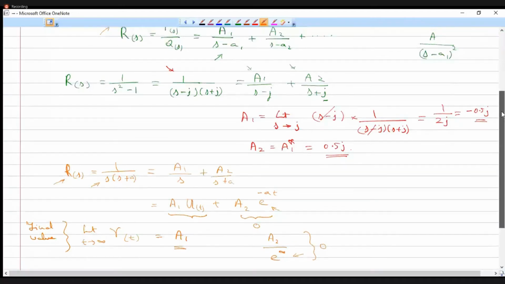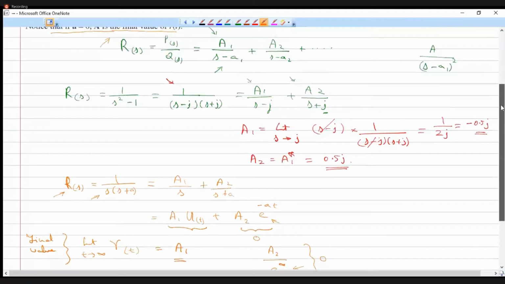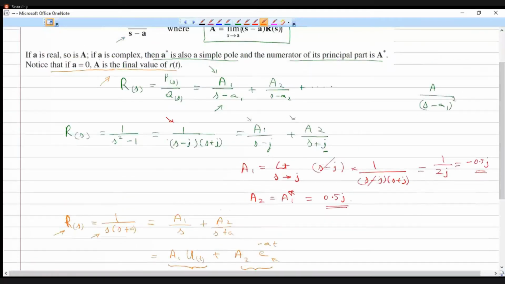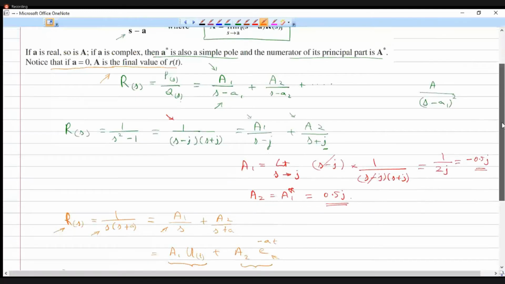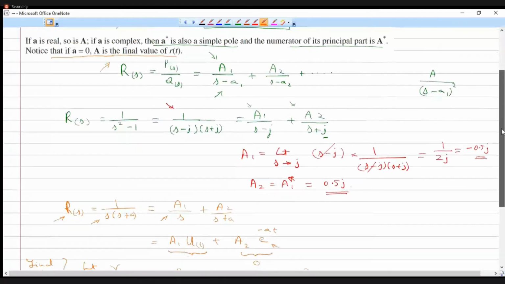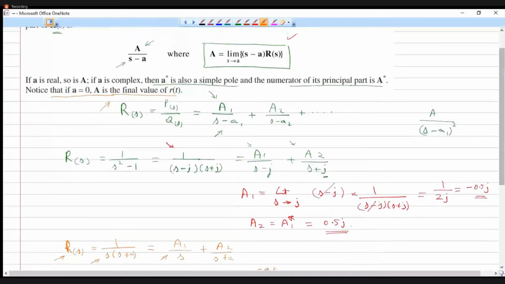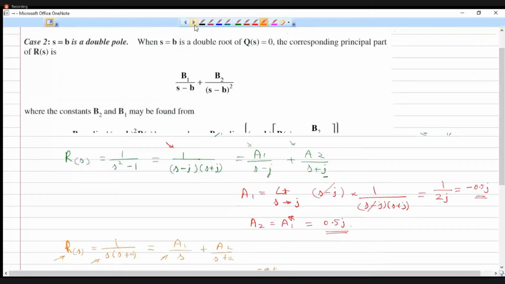Whenever you see that in your expression you are having a pole, one of the poles is equal to 0, then the constant of that principal part will be its final value. So that is the point mentioned here.